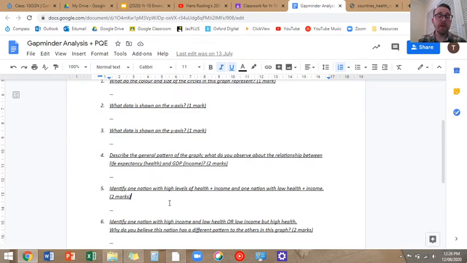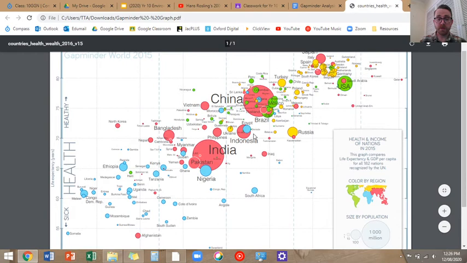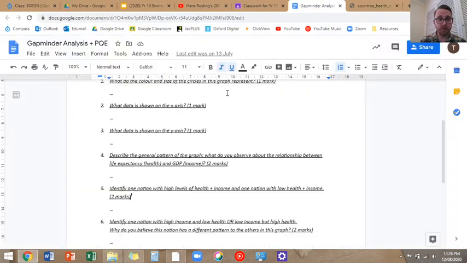Question 5, identify one nation with high levels of health and income and one nation with low health and income. We'd go back here and look for the specific nations, one that has high health and income and one that has low. You'll be writing that down for question 5.